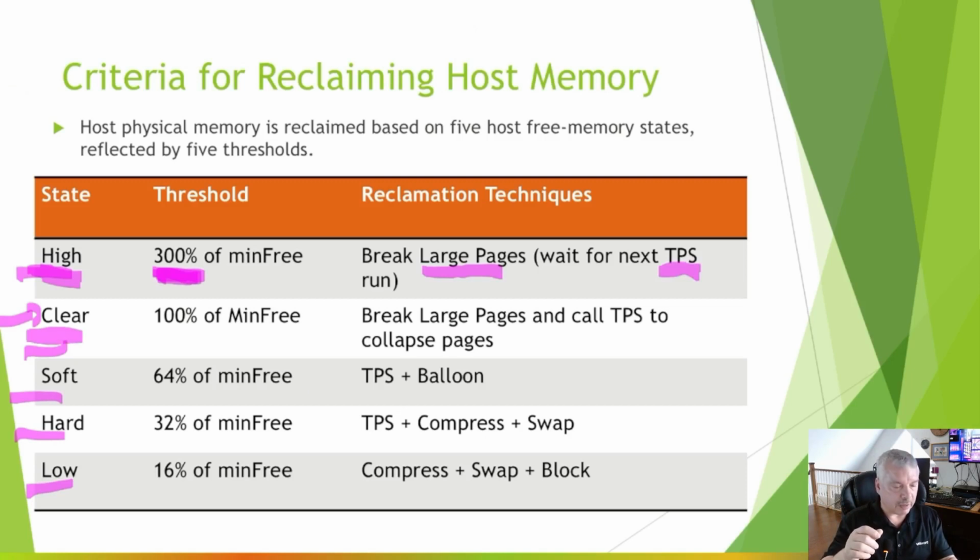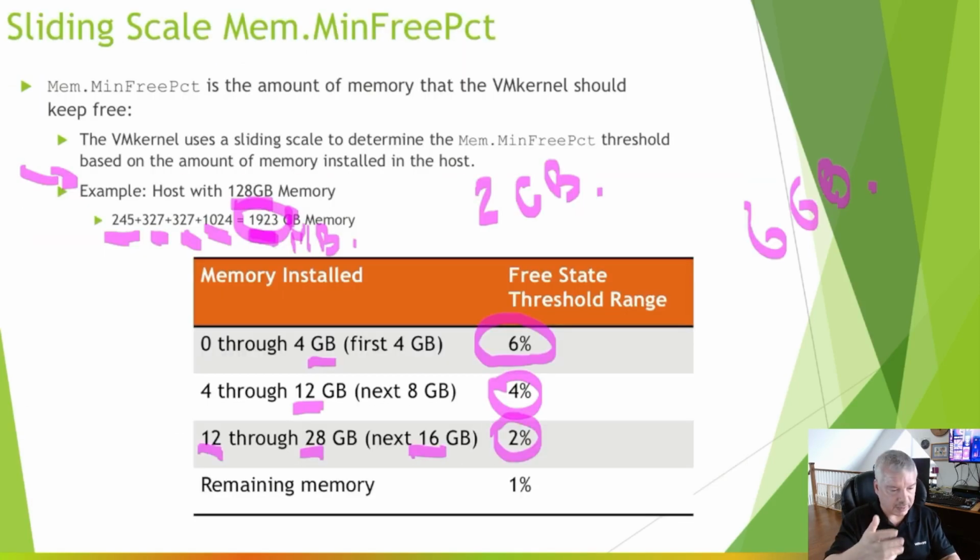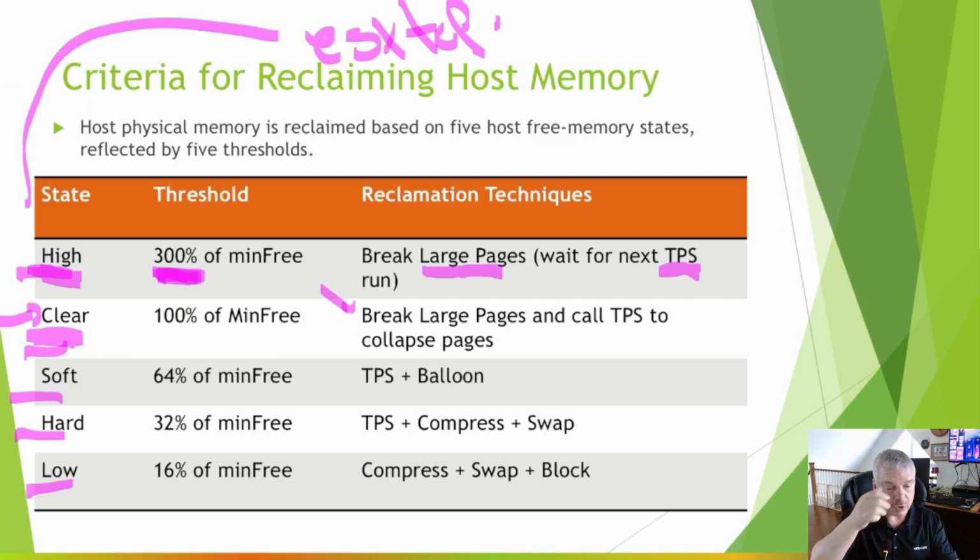At clear state, if you see a clear state, and you can see all this stuff, by the way, one method is through ESX-Top, which I'll show you. Okay? Clear state, that means I got 100% of free memory. That means I only got 2 gigs of free in my example. So at that point, we break the large pages. We start doing transparent page sharing to collapse, to start saving memory. And again, we only do TPS within the same VM unless you enabled it across VMs.